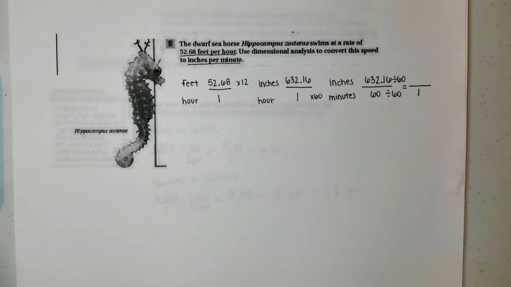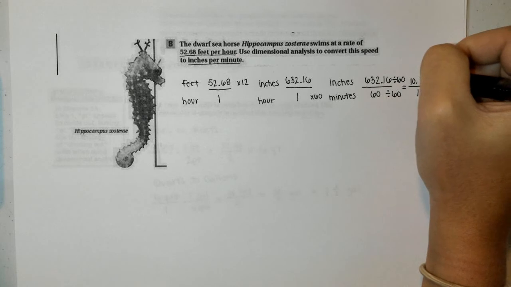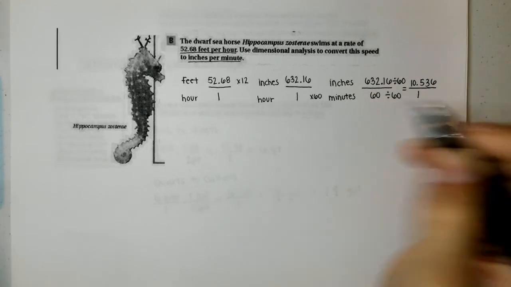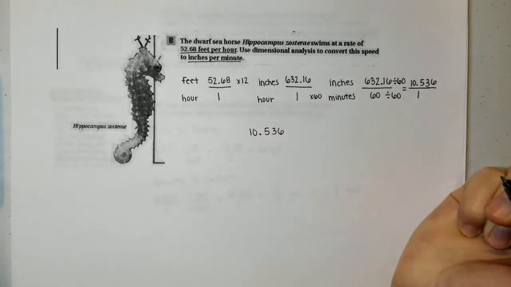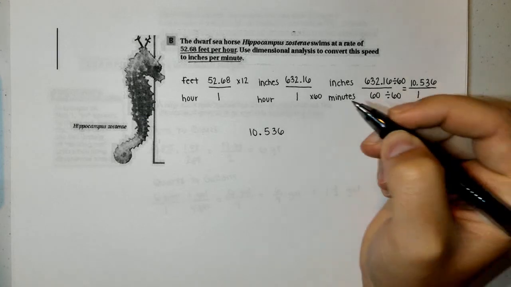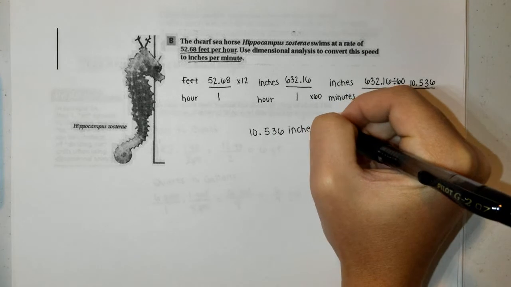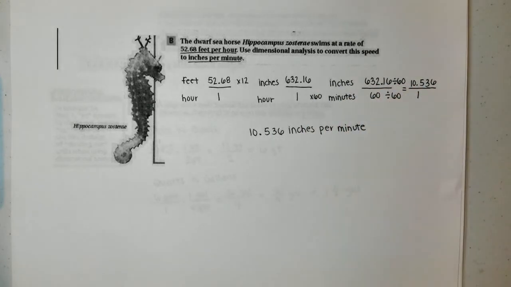So now we're going to do 632.16 and divide it by 60. And you get 10.536. Okay, so that means we have 10.536 inches per minute. So our unit rate is per 1 minute. So 10.536 inches per minute.